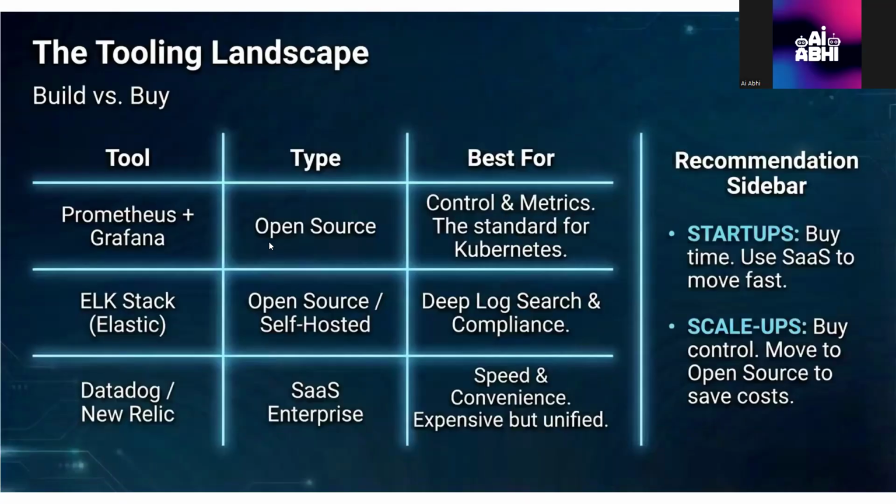So let me deep dive into the tools. I'm going to give you a quick and honest breakdown of the major players so you know what to pick based on your situation. The first tool I want to discuss is Prometheus and Grafana, which is best for metrics and alerting, like Kubernetes-native setups.